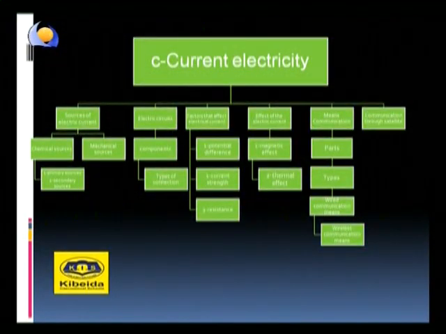The first one is potential difference. Potential difference is the force that pushes the electrons between two points. Two, current strength, or what we call current intensity, the amount of electrons. And the last factor, what we call resistance, is the force that works against the movement of electrons.